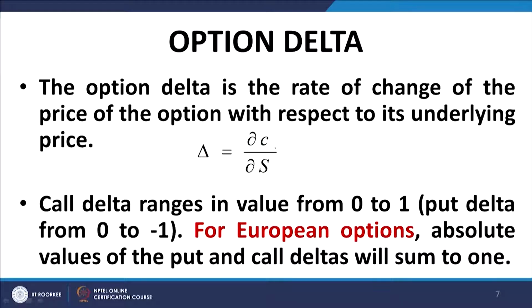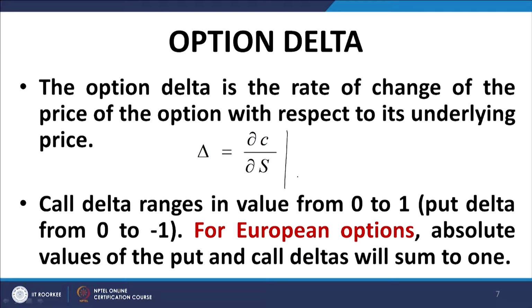So, it represents the slope of the price curve of the position, or the value of the position with respect to the price of the underlying asset. For example, for a call, it would represent the slope of the call price with respect to the price of the underlying asset. In mathematical terms, it is the partial derivative of the call price with respect to the price of the underlying asset, or the partial derivative of the put price with respect to the price of the underlying asset, as the case may be.